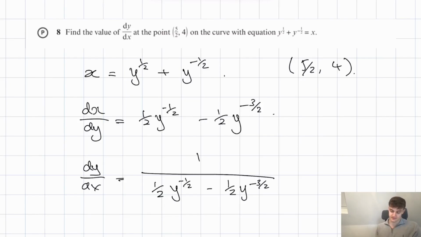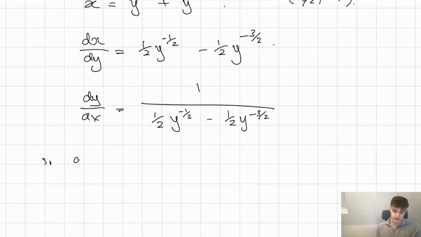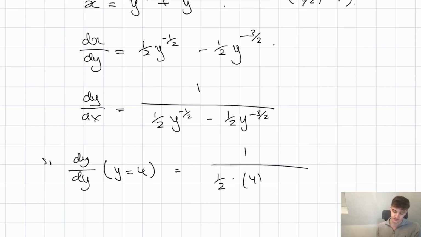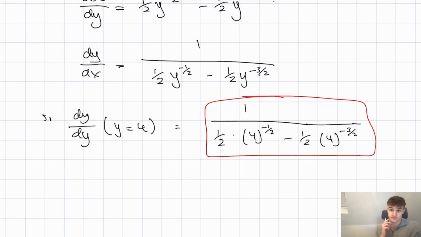And in order to get our answer to this, we just need to substitute 4 into that. y equals 4. So 1 over a half lots of 4 to the minus a half minus a half lots of 4 to the minus 3 halves. And I'm not even going to bother doing this. I will let you put that into your calculator to find out what it is.